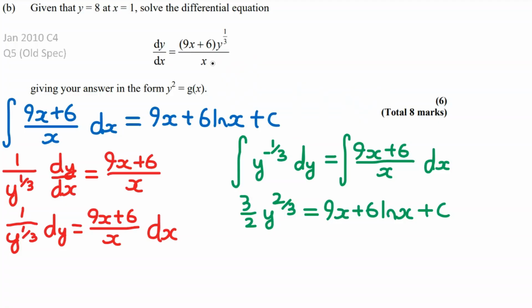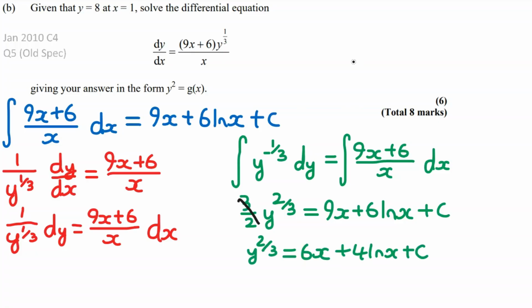Now it wants us to give our answer in the form y squared is equal to a function of x, so we need to make this side here y squared. So firstly, let's get rid of this 3 over 2, so divide both sides by 3 over 2, so this here goes away.